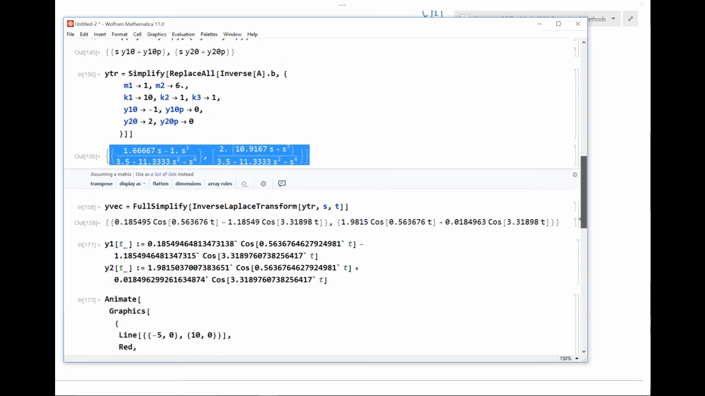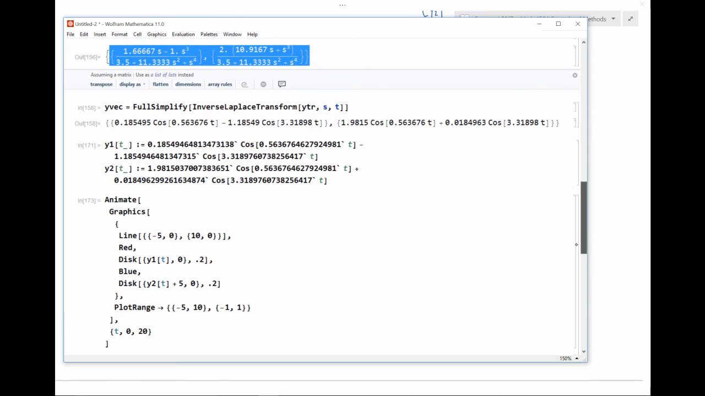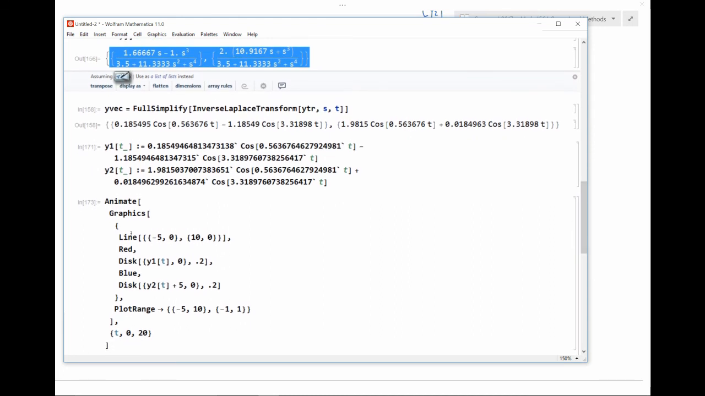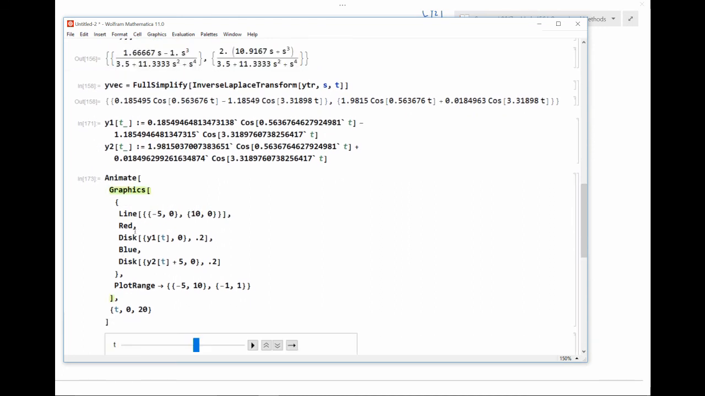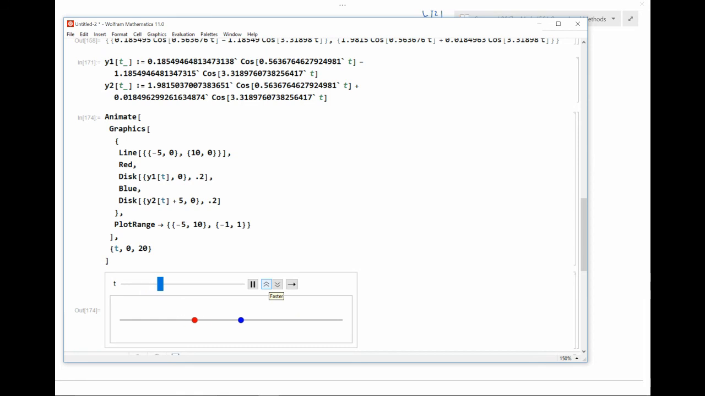What I want to do now is make it a little bit pretty. So I made a little animation. I draw a line and I draw a red circle and a blue circle for the second mass component. I'm going to animate for the time interval from 0 to 20. If I evaluate this, I get this animation. And what we see is the first mass element oscillates quite quickly and the second mass element oscillates quite slowly. And this is expected because the second mass element was a lot heavier.